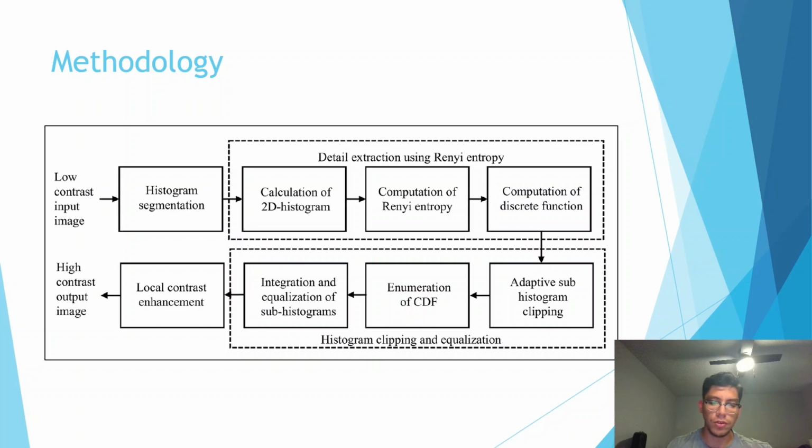And then they go into the Rényi entropy. They compute a discrete function, and they do what's called subhistogram clipping, enumeration, integration, equalization, subhistograms, and they also perform local contrast enhancement. There's a lot of mathematics that goes behind all of this, and it's there in the paper. The next slide will discuss the Rényi entropy with a bit more detail, but all these different things affect the image. The image goes through all these different steps.